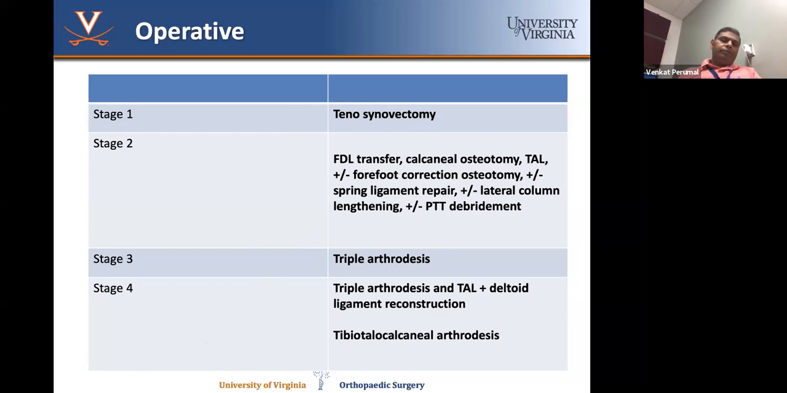Or now we're getting into a deltoid reconstruction, and eventually either a triple or a total ankle replacement, but that's a little bit controversial. We're not going to get into that right now.